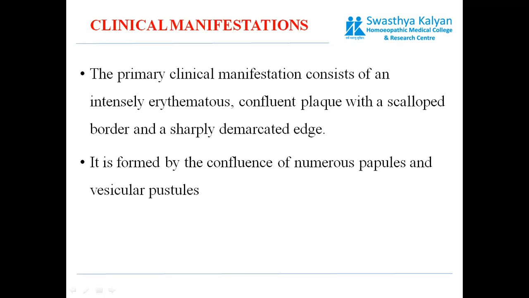The edge or the border which is marked with semicircles. It's a peculiar type of border. So, intensely erythematous confluent plaques with a scalloped border and sharply demarcated edge. It is formed by the confluence of numerous papules and vesicular pustules.